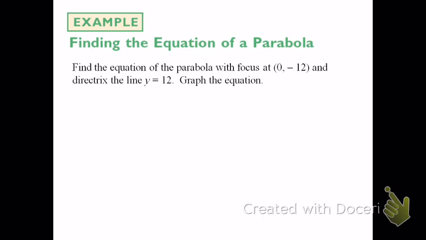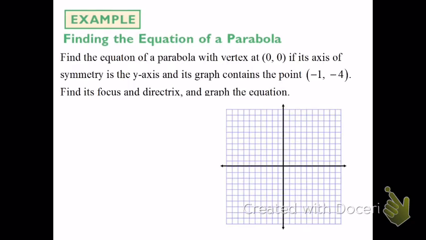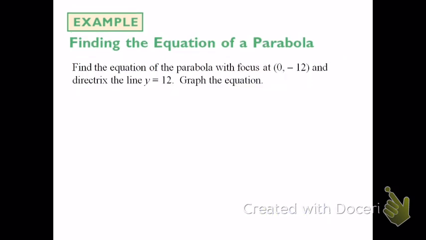How about this kind of problem? It says find the equation of the parabola that has a focus at 0, -12, and a directrix at y equals 12. So that means that a is going to be equal to 12, isn't it? So let's go back here. And so our a is equal to 12.